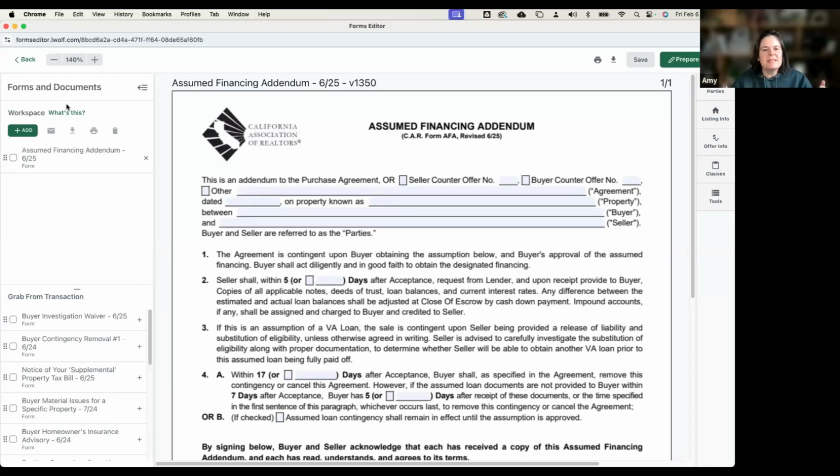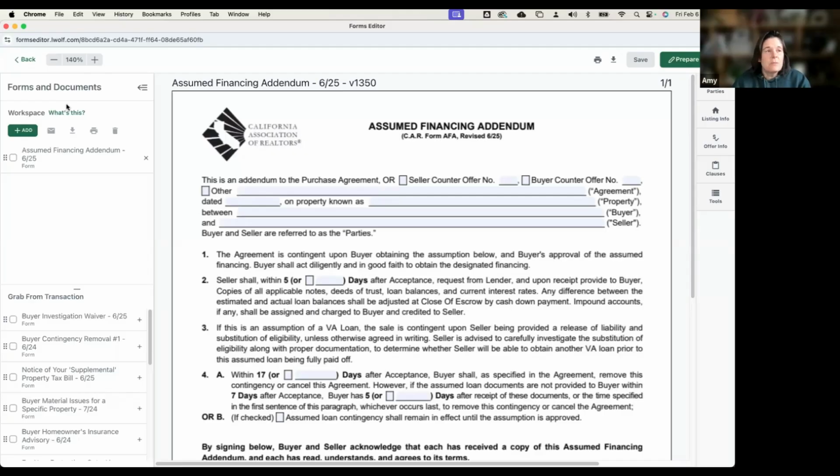Number one is the agreement is contingent. So we're adding a contingency to the contract stating that it's contingent upon the buyer obtaining the assumption below. The buyer's approval of the assumed financing, buyer shall act diligently and in good faith to obtain the designated financing. Okay, so that's just always included with this assumed financing addendum. We're adding that contingency in.